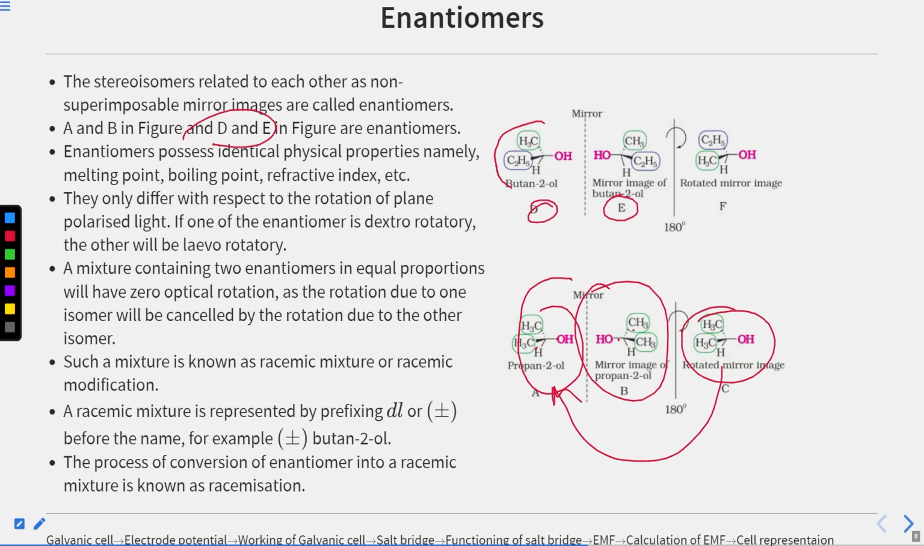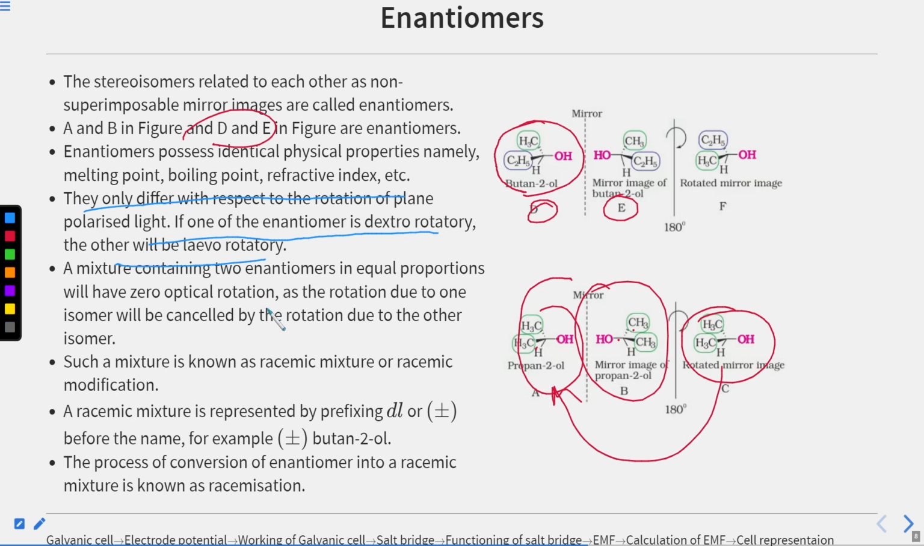Whereas this compound, if you take the mirror image of it and try to rotate it, still you will find that you cannot superimpose it. So they only differ with respect to rotation of plane of light. If one of the enantiomers is dextrorotatory, the other will be levorotatory.